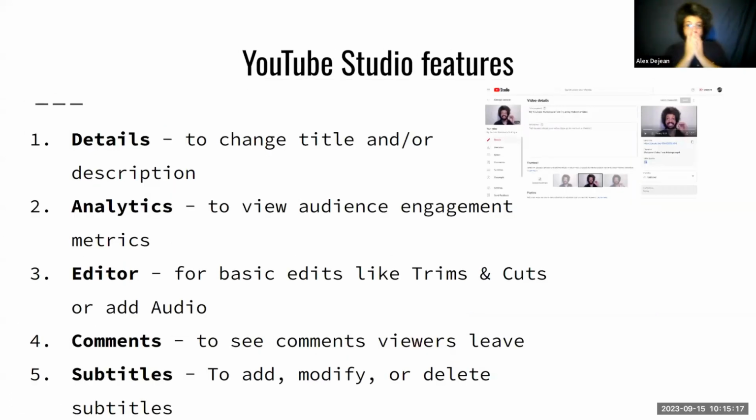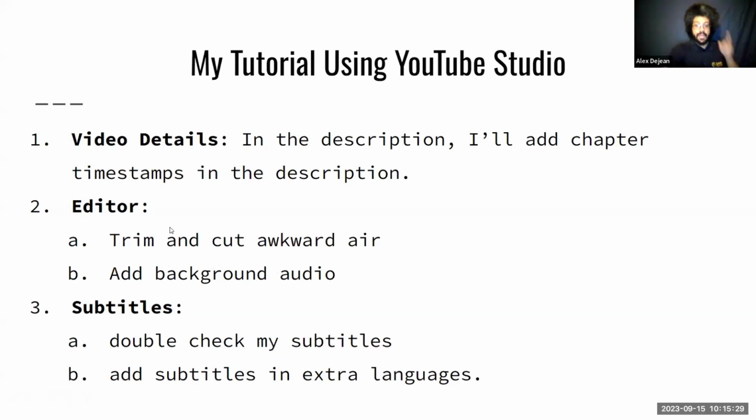So this is what I'm going to do. I'm going to add a description and the timestamps, which I already just did, but I'll explain that. I'll show the editor. I use the editor. Then I'm going to show subtitles. In particular, on the editor, I'm going to trim and cut awkward air.